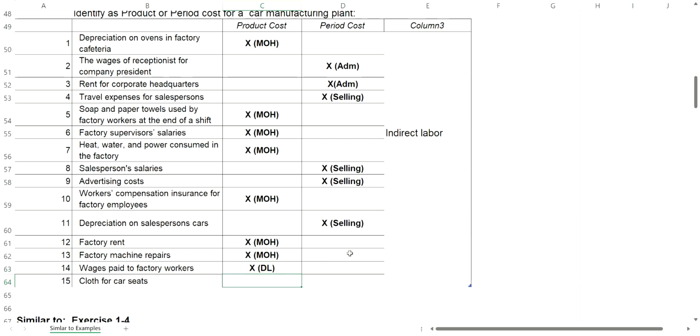And the last one, cloth for our seats. The cloth would be a direct material, which would be a product cost. So I will put it in the product cost column and note that it is a direct material.